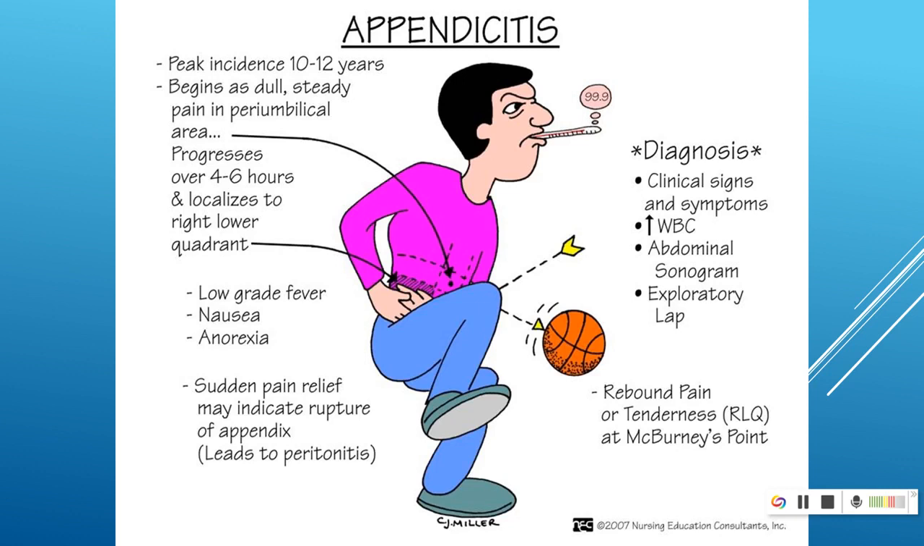To diagnose, we're going to look at their clinical signs and symptoms. We're going to check to see if they have an elevated white blood cell count. We're going to do an abdominal sonogram, also known as an ultrasound. Those can be done portable. Exploratory laparotomy to go in and see if it is the appendix that is causing the pain. And again, rebound tenderness at McBurney's point.